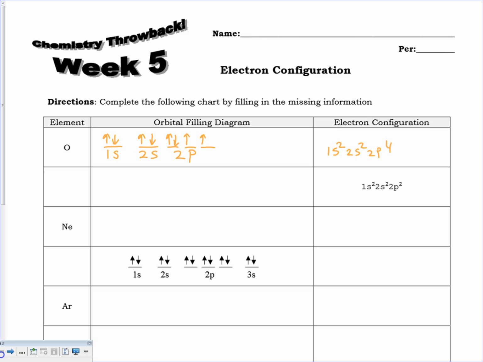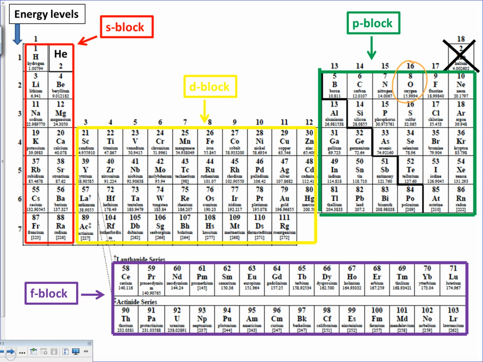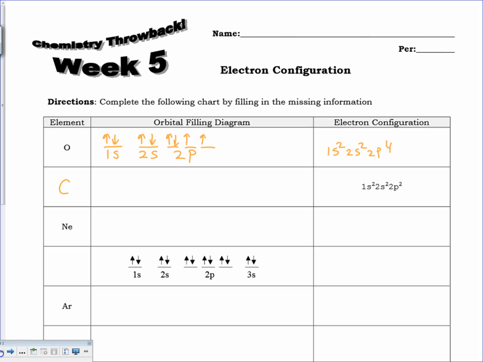On the second one, we have to identify what substance it is. It ends in 2p2, so we look at the periodic table. The second element in the 2p sublevel is carbon, because we go 1 and then 2. So it's carbon that we're talking about. Then we can go right off the electron configuration: 1s2, 2s2, and then 2p2. So 2p again, 3 orbitals in that sublevel, and then we have up and up.